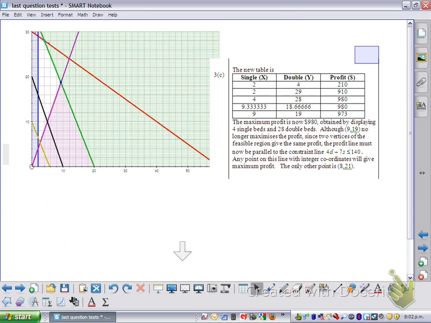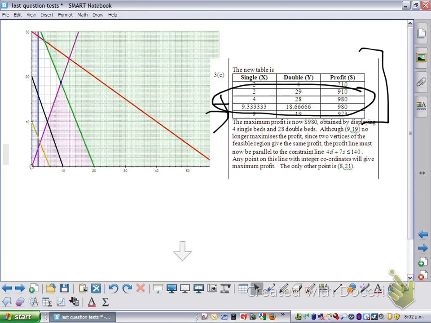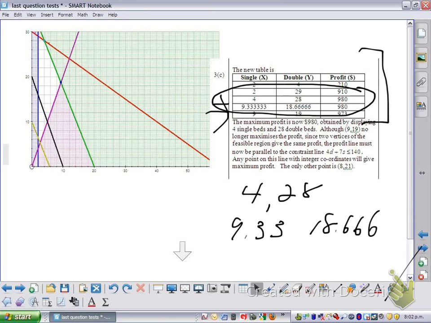And we've done that, but you'll notice that there's something very special about the table you're looking at. First of all, they've used the original points, 9.333 and 18.666, which we can't actually use in the context when we answer the question, because we can't have 9.33 single or double beds. But we still put it in the table to look at what we're going to get for a maximum profit. And you'll notice the significant thing is that we have two different combinations, 4 and 28, and the 9.3333 and the 18.66666, which both give me the same maximum profit.